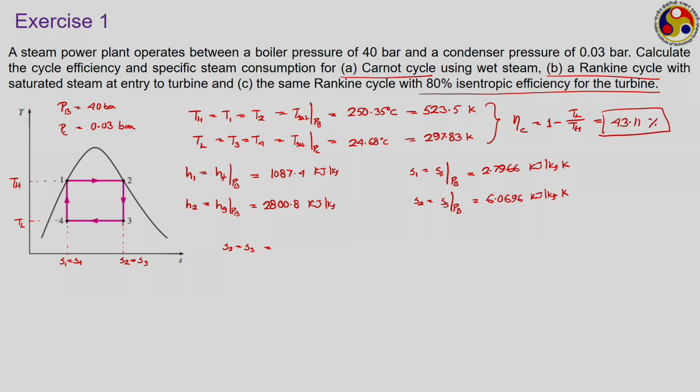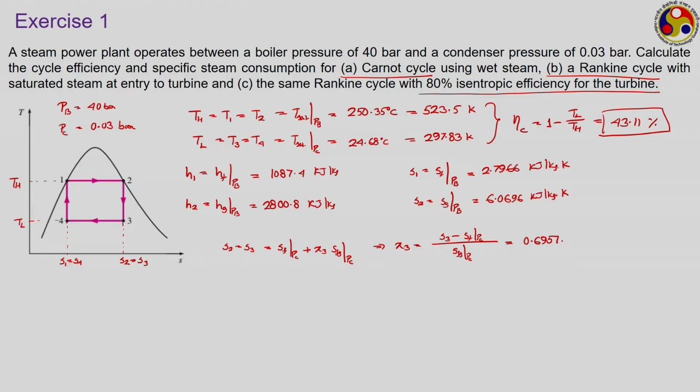S3 is located at the condenser pressure. So, the value of S3 should be equal to Sf corresponding to the condenser pressure plus X3 into Sfg corresponding to the condenser pressure. That is, your X3 should be equal to S3 minus Sf corresponding to the condenser pressure, divided by Sfg, where Sfg is nothing but Sg minus Sf. For the condenser pressure, you check the table, get the values of Sf and Sg or Sfg, and your X3 will be coming to be 0.6951.